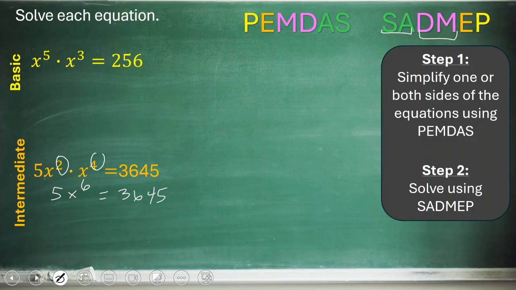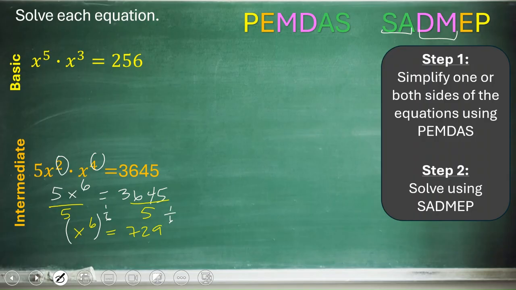So I'm going to deal with that by dividing the 5 off of both sides. When I do that, I get x to the 6th equals 729. All right, at this point, it is your choice. You can take the 6th root of both sides, or you can raise both sides to the 1/6. I'm going to raise both sides to the 1/6 because, well, I love fractions.